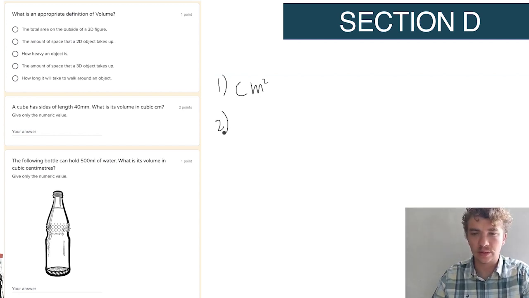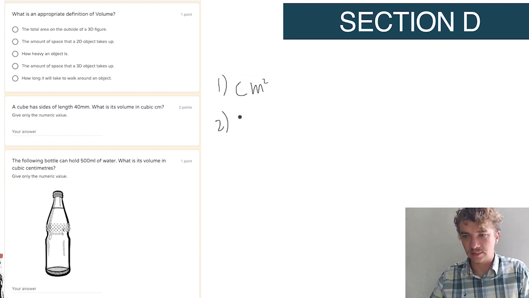The total area on the outside of a 3D object? No, that is actually your surface area. And how heavy an object is, obviously not. Yeah, so we know that the volume can basically be defined as the amount of space a 3D object takes up.